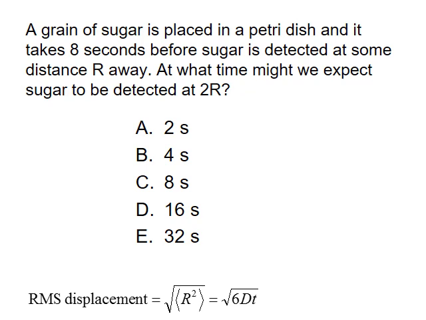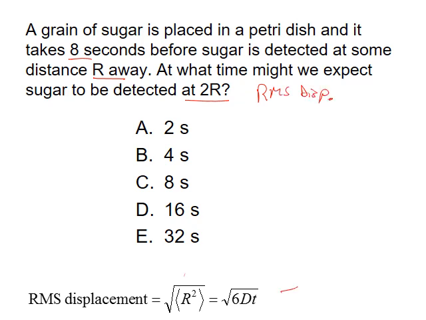So for the solution, or let's read the question first. A grain of sugar is placed in a petri dish, and it takes 8 seconds before sugar is detected at some distance r away. At what time might we expect the sugar to be detected at a distance of 2r? So these distances that we're talking about, r and 2r, those are RMS displacements.